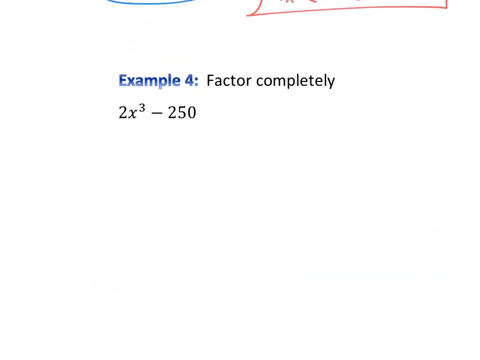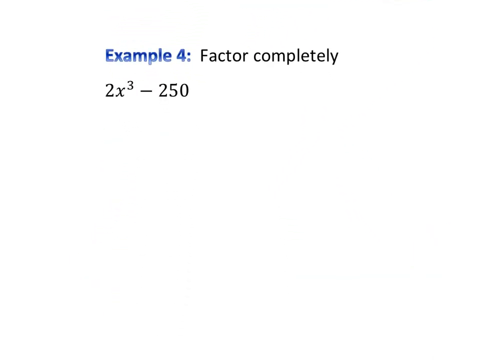Then we have one final one, factor completely. So the first question is, is there a monomial? And there is. 2 goes into both terms. If I pull the 2 out, it gives me x to the third minus 125. Next thing we ask ourselves, is this a pattern? Well, if it is a pattern, they will both be perfect cubes because of the exponent. x to the third is indeed a perfect cube, and so is 125.